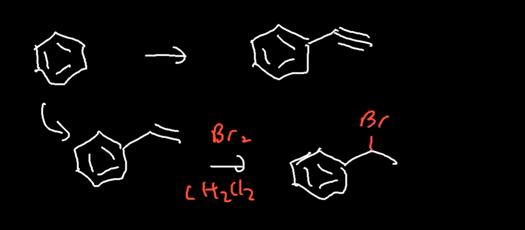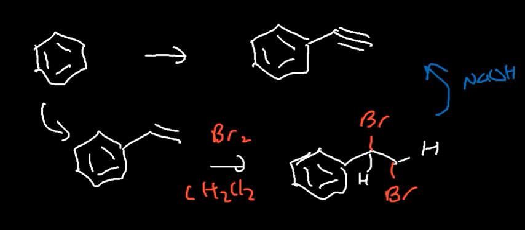So what this is going to do is add two bromine atoms across the double bond. And there's a hydrogen here, and there's a hydrogen there. So now what you want to use is sodium hydroxide, and it's going to convert to the alkyne. So here's what's going to happen first. Hydroxide is going to grab one of the hydrogen atoms, and then this is going to form a double bond, and it's going to expel the bromine atom.